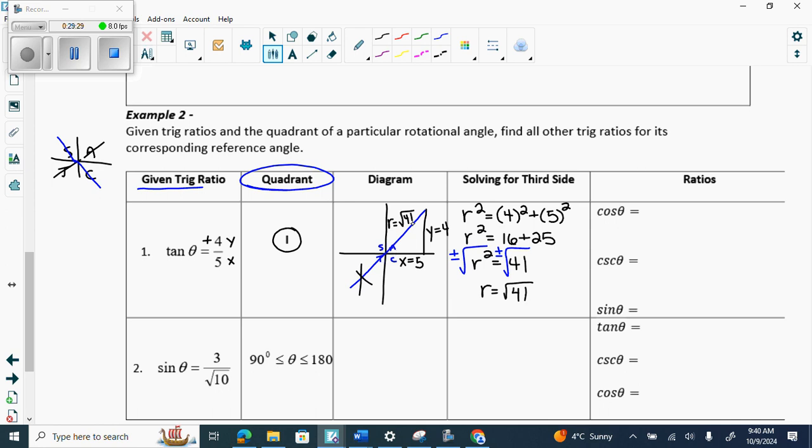So, cos, what's the trig ratio for cos theta? Cos is x over r. So I know this is going to be x over r. So I need to do 5 over root 41. And then I still have to rationalize my denominator. I'm going to get 5 root 41 over 41.